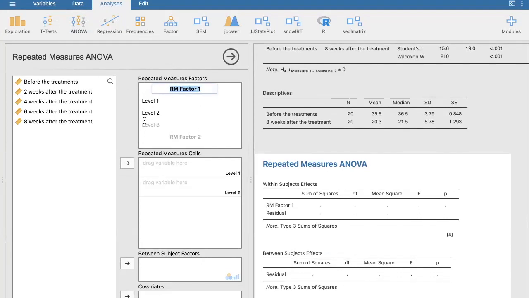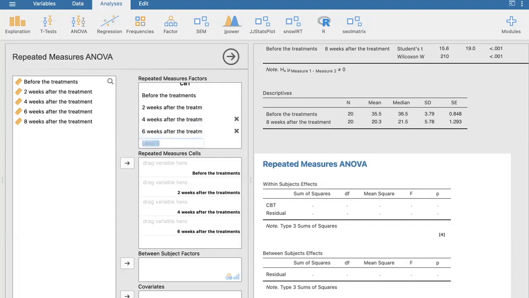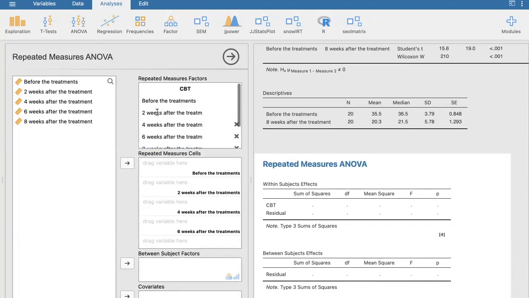Here, first you are going to define or identify your factors and the levels. So I have just one factor, CBT, so I'm going to write it here, CBT. My first level is before the treatment, and the second one is 2 weeks after the treatment, and then this one is 4 weeks after the treatment. This one is 6 weeks after the treatment, and this one is 8 weeks after the treatment. Now you can see when you add all of this, I don't have level 6, I just have 5 levels for the same factor.